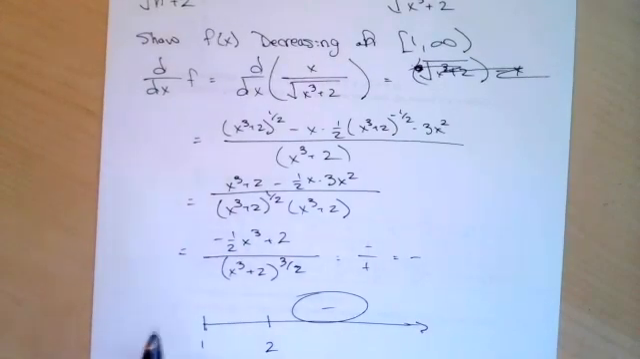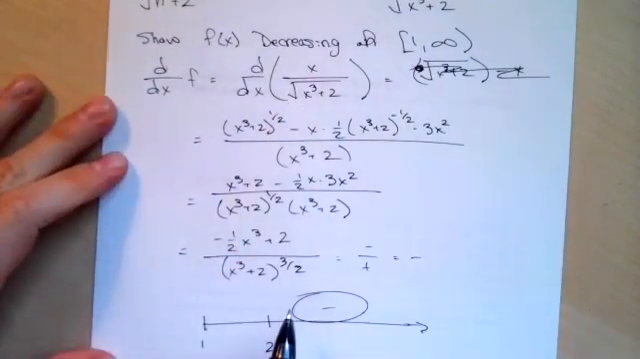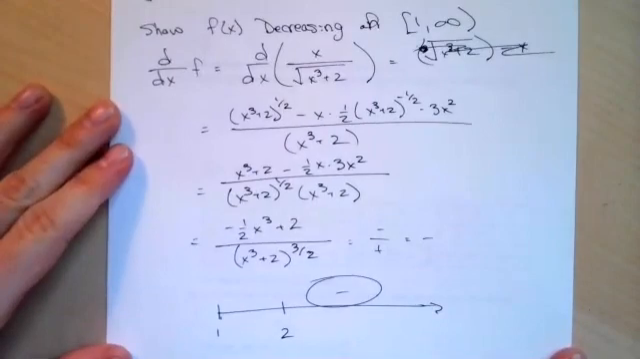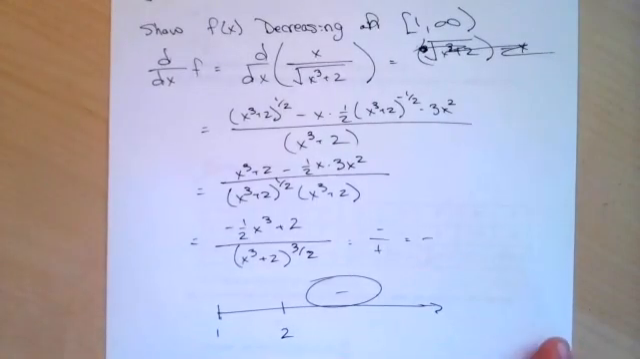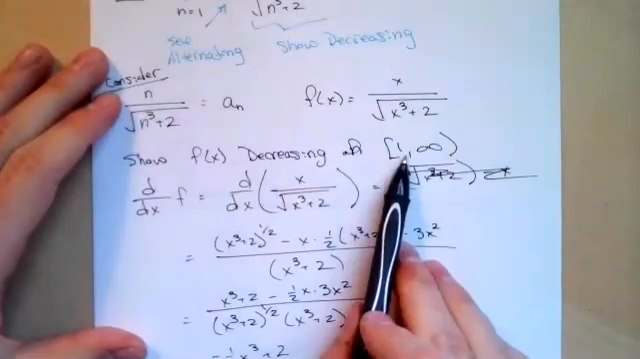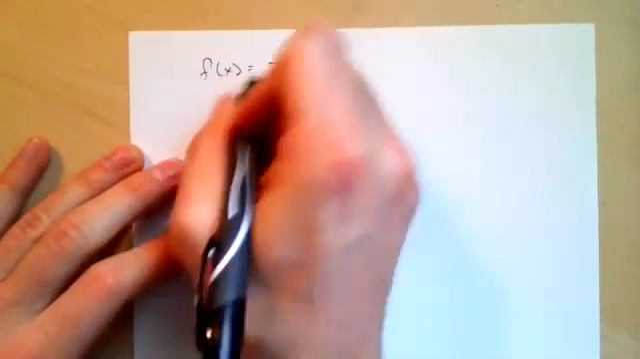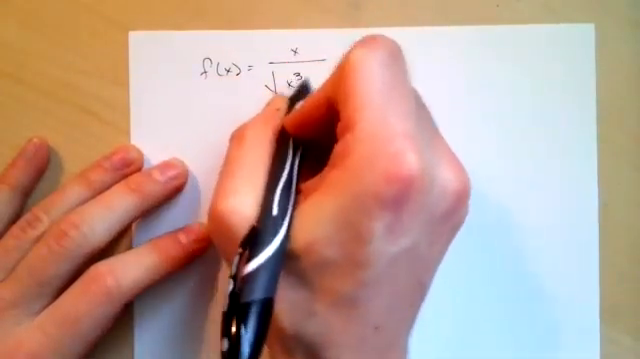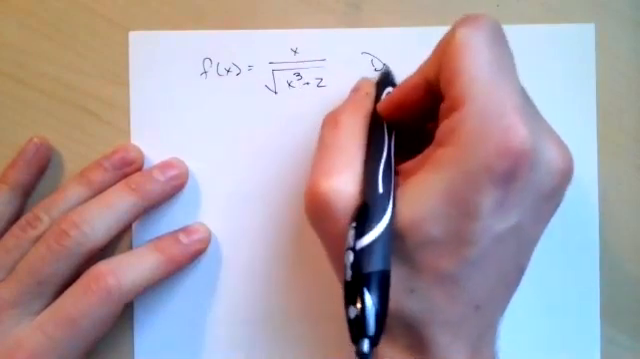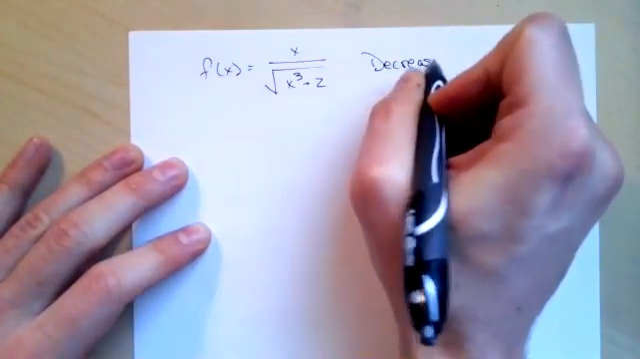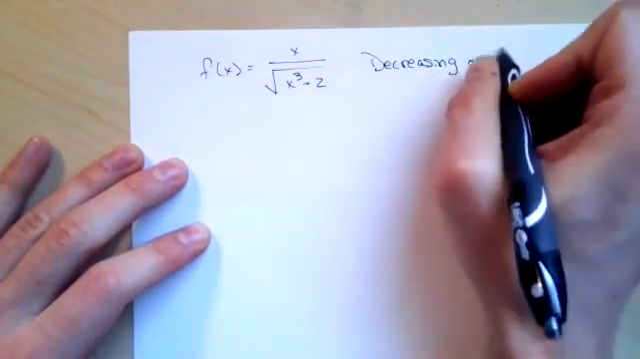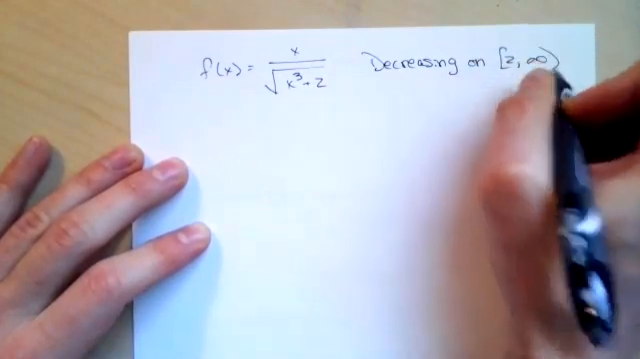In between 1 and 2, actually, wonky stuff is going on for this function. So f of x is actually not decreasing on 1 to infinity, but it is eventually decreasing. So f of x is decreasing on at least 2 to infinity, is what we showed.